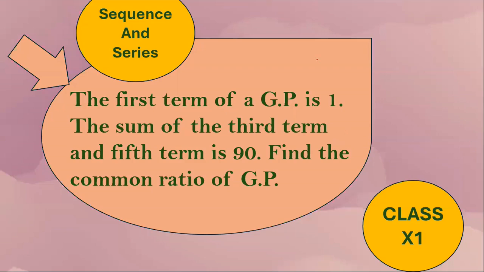Okay, so the question is that the first term of the GP is 1. First of all, understand what is a GP. A GP is a sequence in which the ratio of two consecutive terms is exactly the same, right? Let's say, for example, 2, 4, 8, 16. This is a GP. It's a sequence. Why is it a GP?